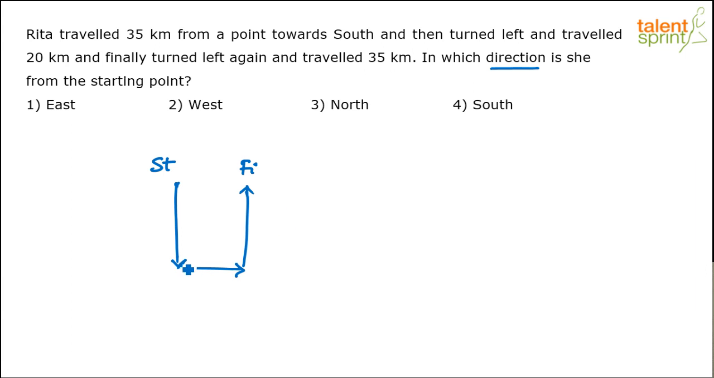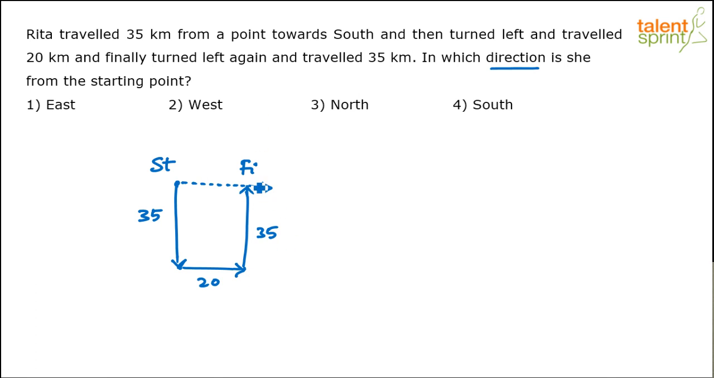Now why are distances important? Because we have to find out from starting point where is she. So see, this is 35, this is 20 and this is 35. So the point is these two are equal. Starting point to this point and this point to finishing point are all lengths are equal. So the point is Rita will come exactly in this straight line. She will stop in the straight line towards east of the starting point. Yes or no? She is in which direction? East direction.